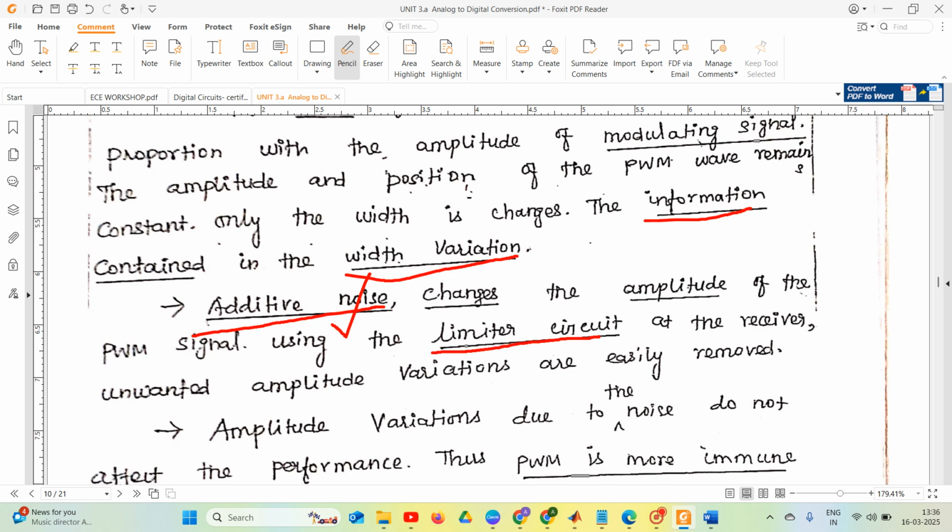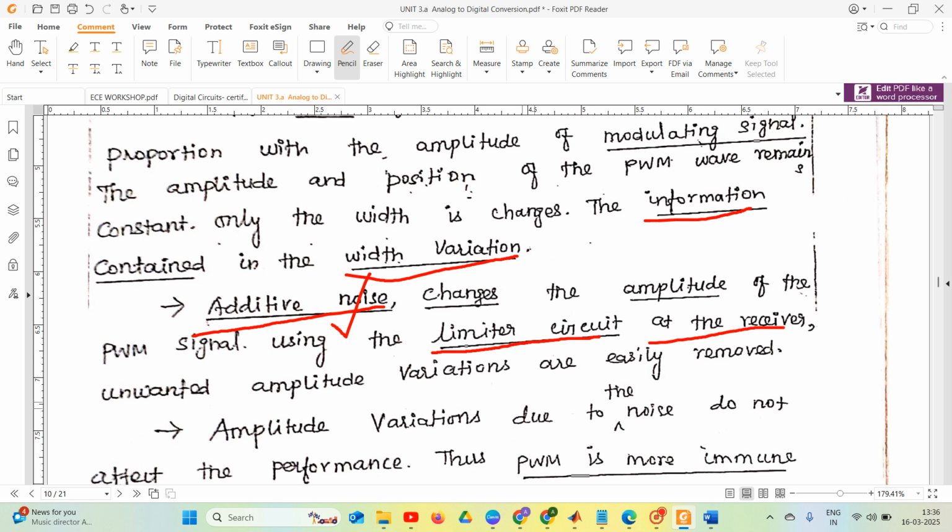So we will discuss how we are going to remove that unwanted noise signal by using the limiter circuit. We are using that limiter circuit at the receiver side.